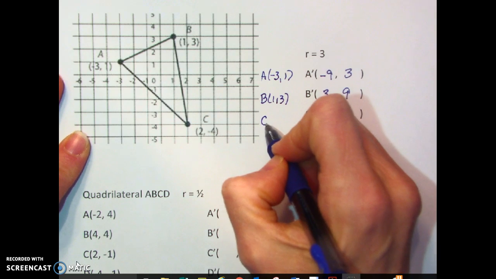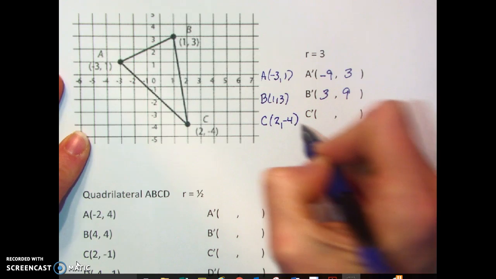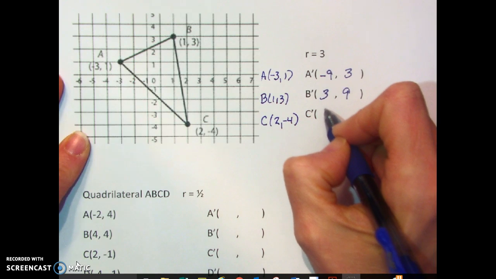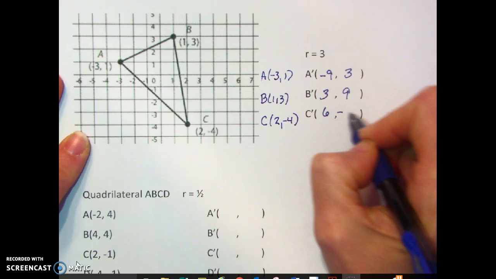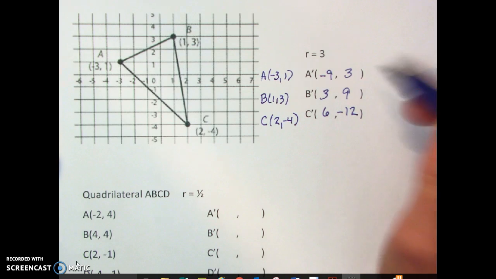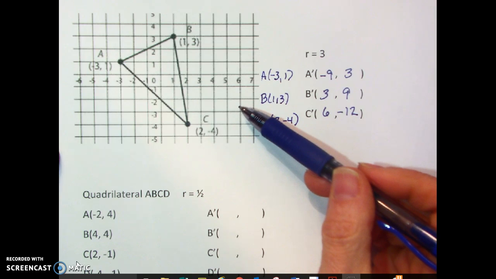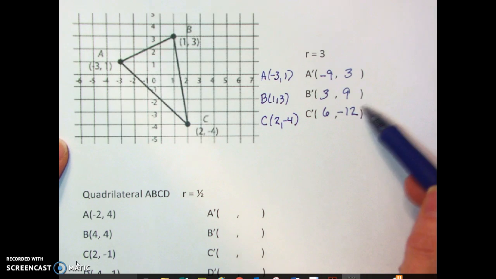And then C is 2, -4. Multiplying each of those numbers times 3 gives us 6, -12. So if we wanted to draw this, we need a little bit bigger piece of graph paper. We would be able to draw the new shape then.